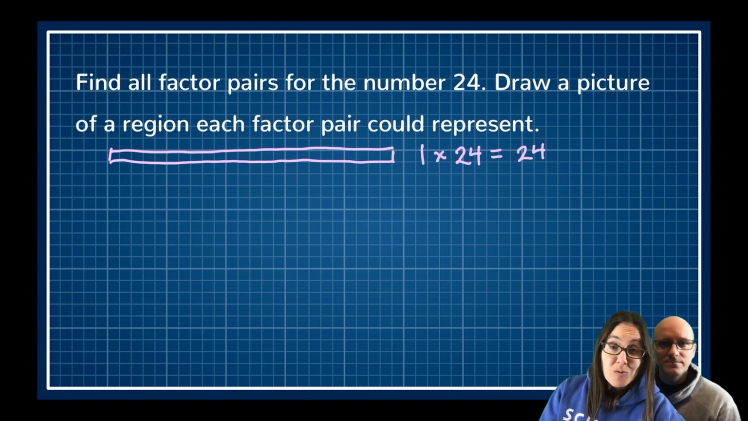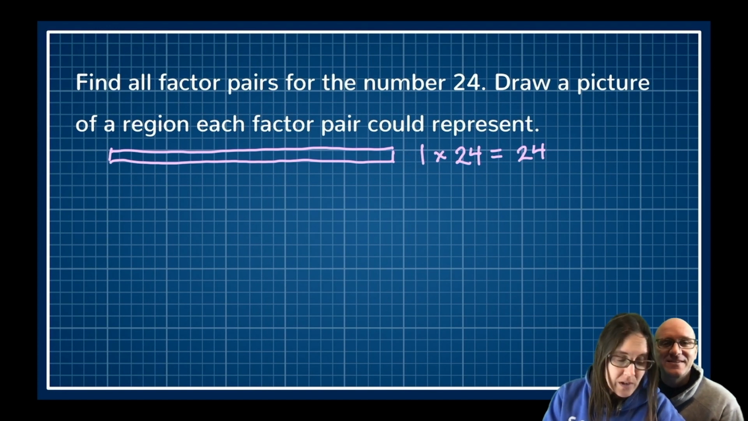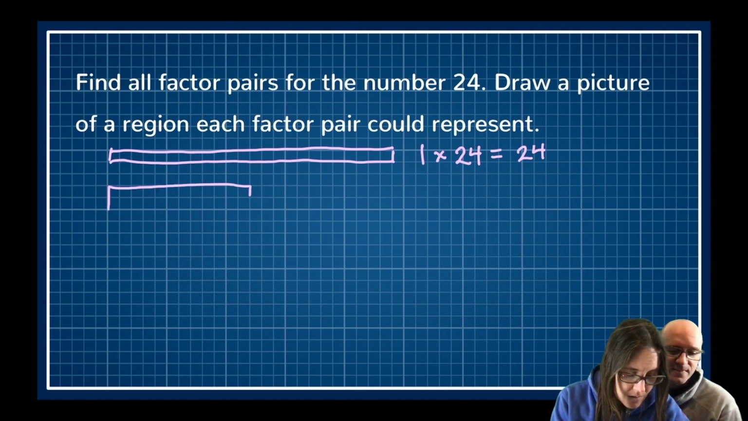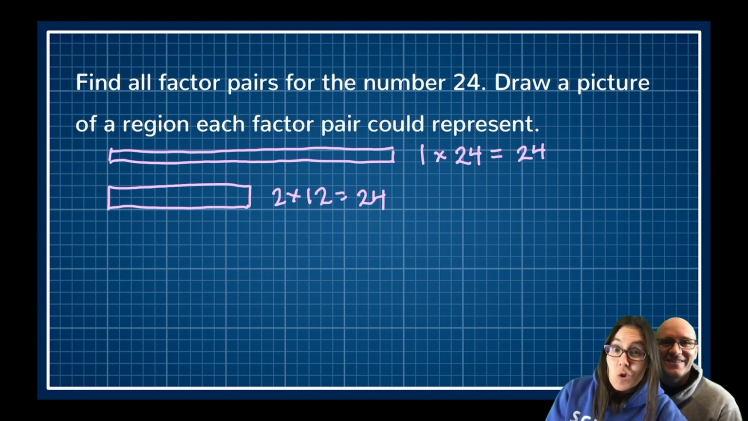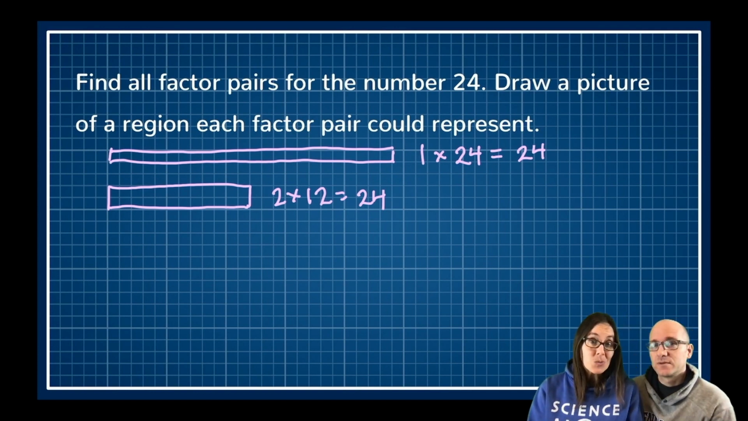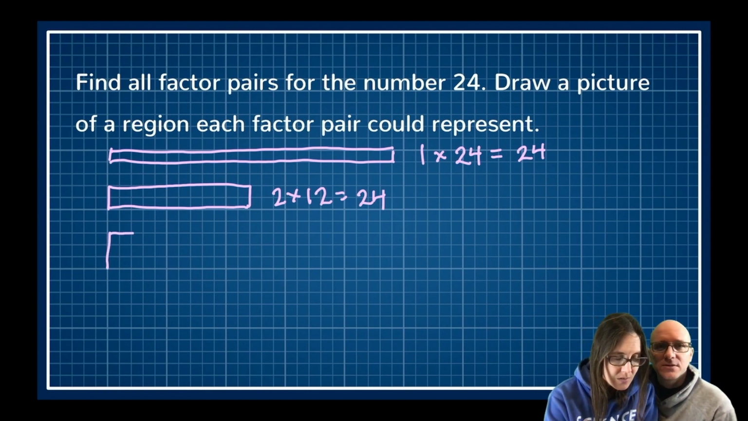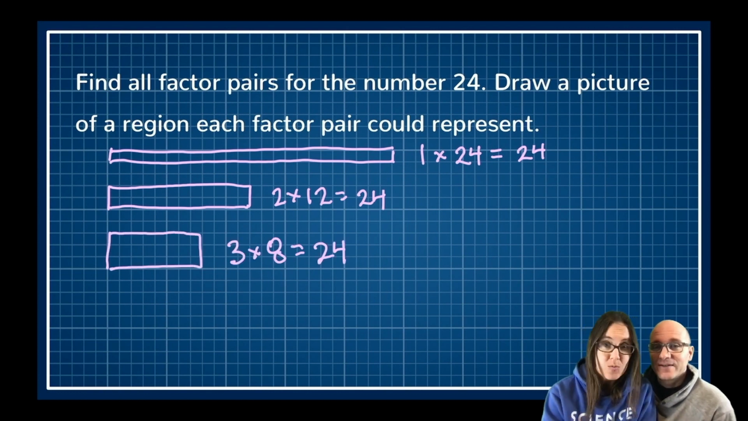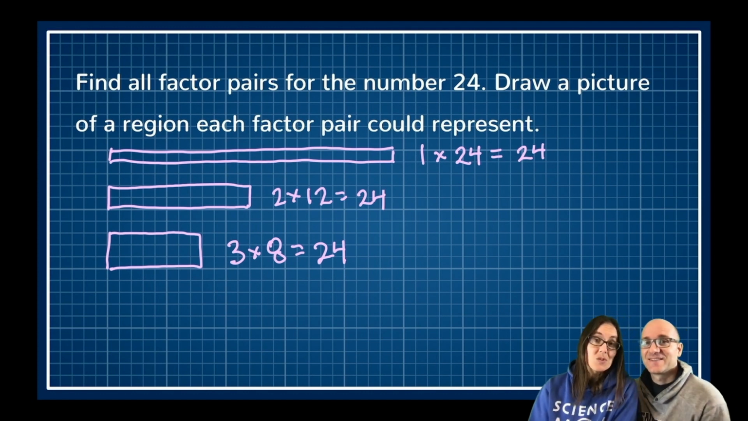So 1 times 24 equals 24, but I also know 24 is divisible by 2 because it ends in a 4. It's an even number. So my next box is going to be 2 by 12, which equals 24. And then next I'm going to do 3 because 4 plus 2 is 6, which is a multiple of 3. So I can do 3 times 8, which equals 24.